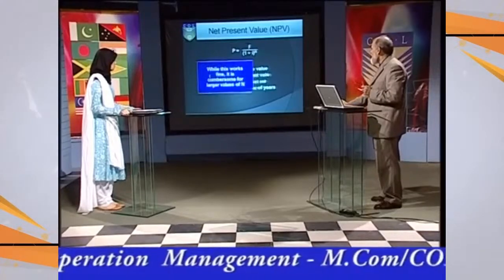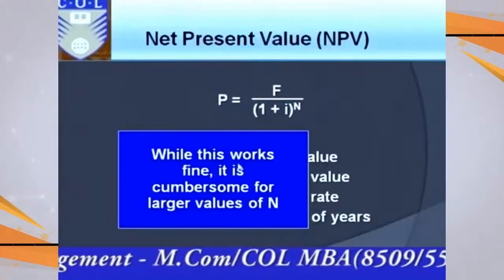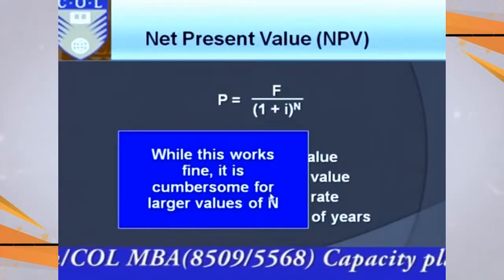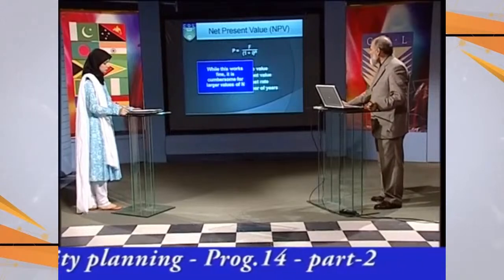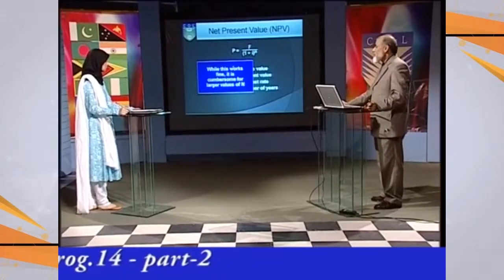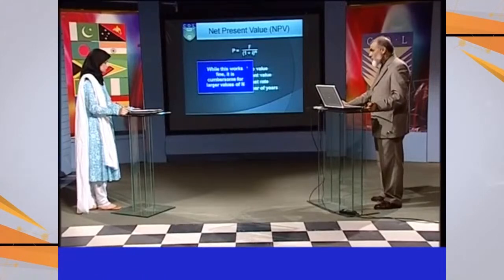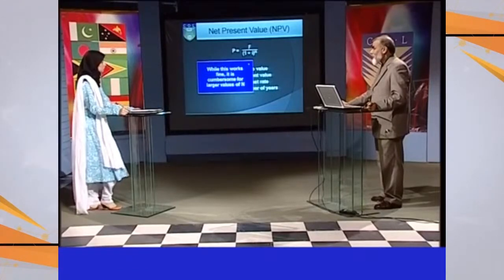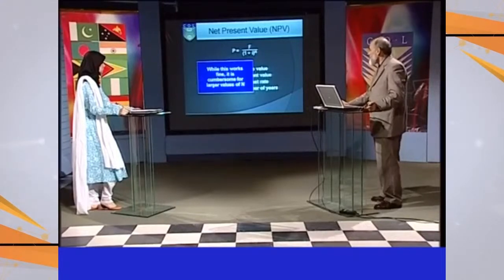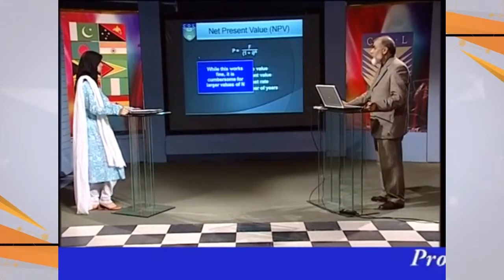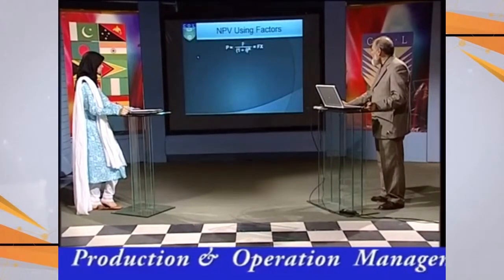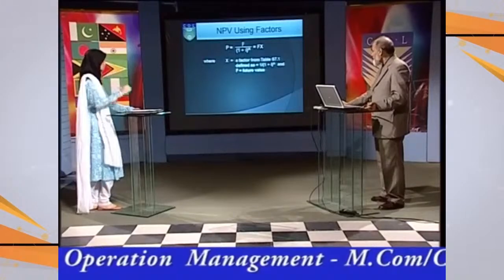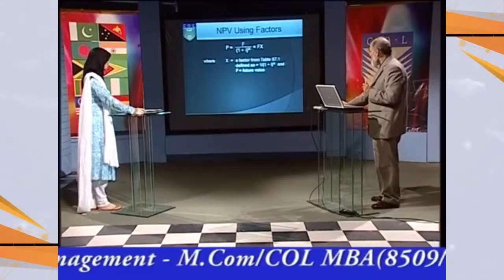Generally, while this works fine, it is cumbersome for larger values of n. If n is 2 years, 3 years, 4 years, 5 years, this formula is all right, but it is cumbersome as n grows. Let's say n goes to 20 years. How are you going to do it? The mathematicians have come up with tables, what we call interest rate tables or discount tables, or factors. We'll be coming up with them shortly.